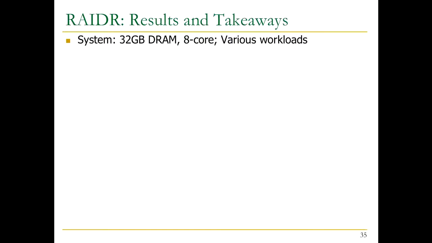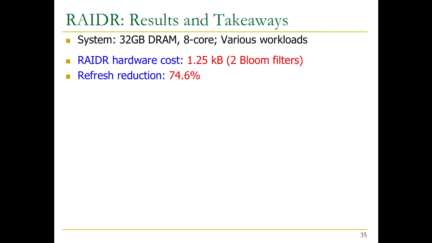But let me motivate this with some results because in the end, all of these affect the bottom line that you get from a computer system, right? Let's assume a system with 32 gigabyte DRAM, 8 cores, various workloads. I'm not going to go into the workloads. Workloads are applications, basically. The hardware cost is not that bad. Refresh reduction is almost 75%, as you would expect, right? Because there are very few weak rows. You can actually reduce the refresh rate by 4x, and there are only very few rows that you need to refresh at the original refresh rate, 64 milliseconds.